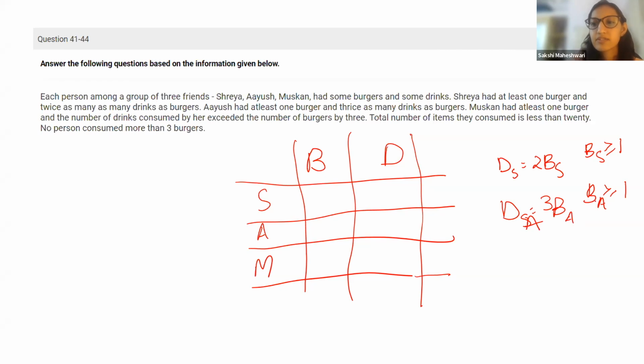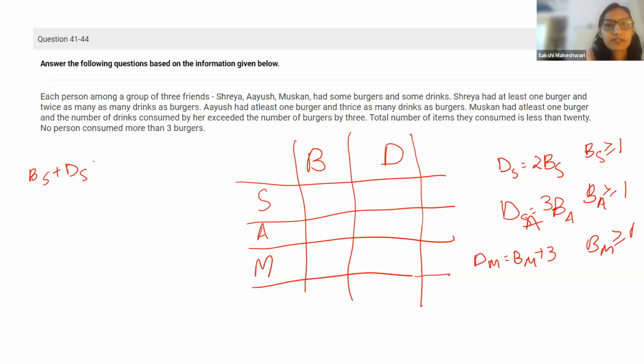Now, Muskan, she also had at least 1 burger, and the number of drinks consumed exceeded the number of burgers by 3. So, her burgers were... okay. Now the total number of items they consumed is less than 20. So the total number of items will be BS plus DS plus BA plus DA plus BM plus DM. This is less than 20. Okay.